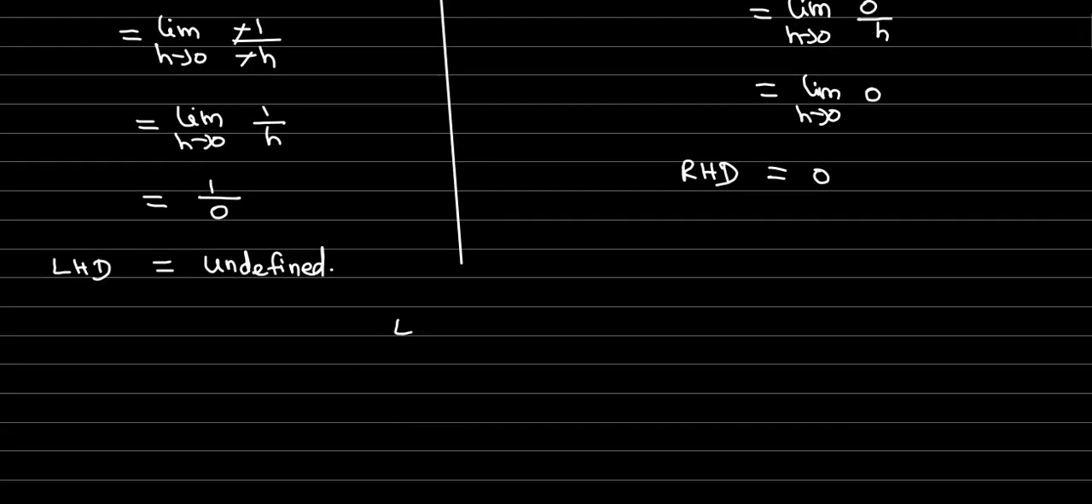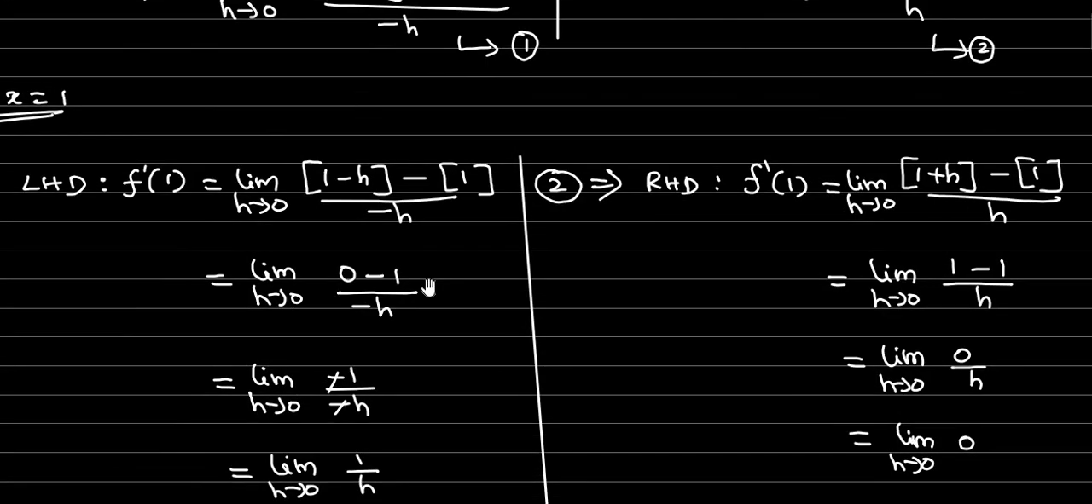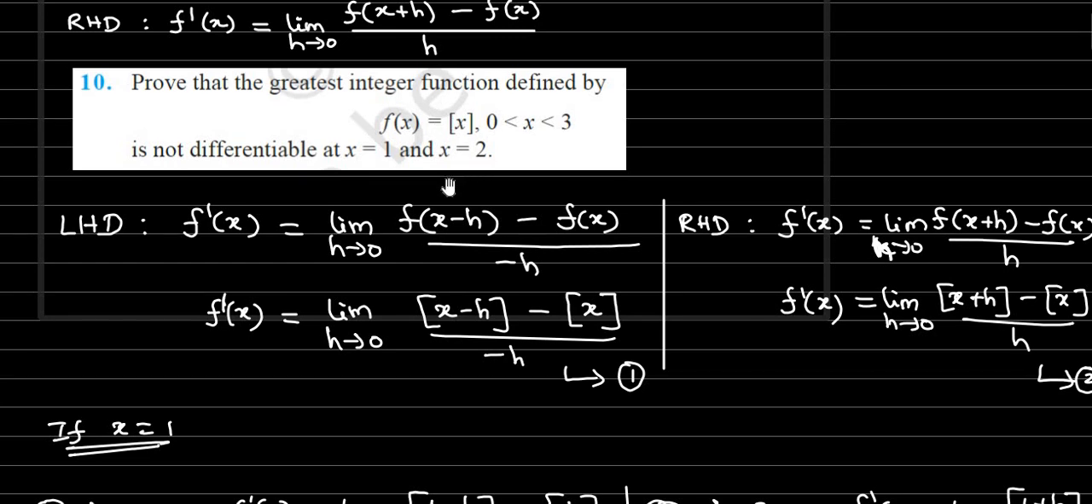So we can notice that the left hand derivative is not equal to the right hand derivative. So what can we conclude from this? We can say that f of x, that is the greater integer function, is not differentiable at x equal to 1. Now in the same way we are going to prove that the given f of x is not differentiable at x equal to 2 as well.